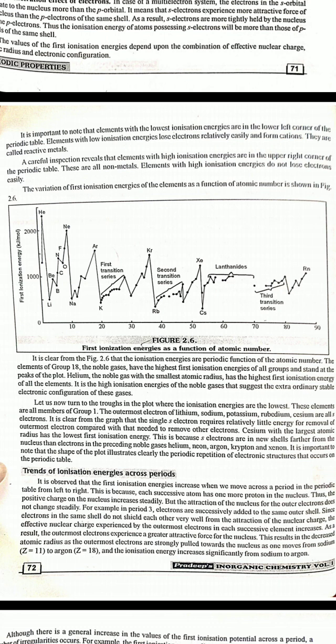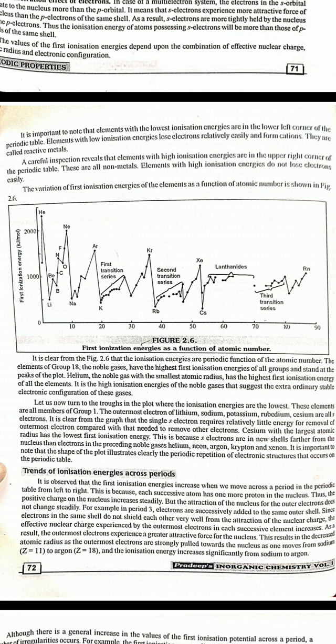repetition of electron structure occurs, and this gives a predictable trend of ionization energy across a period. It is observed that first ionization energy increases when we move across a period, in a predictable way, from left to right. This is because each successive atom has one more proton in the nucleus. Thus, the positive charge on the nucleus increases steadily. But the attraction of the nucleus for the outer electron does not change steadily.